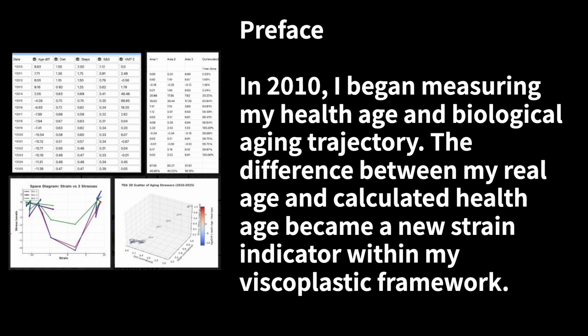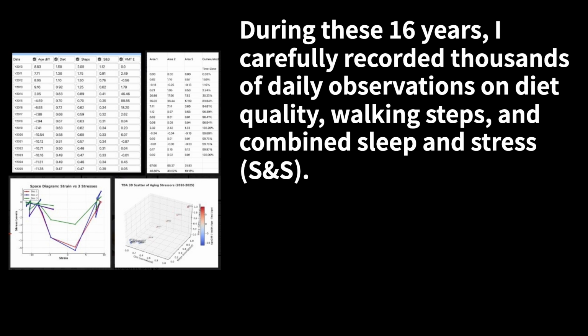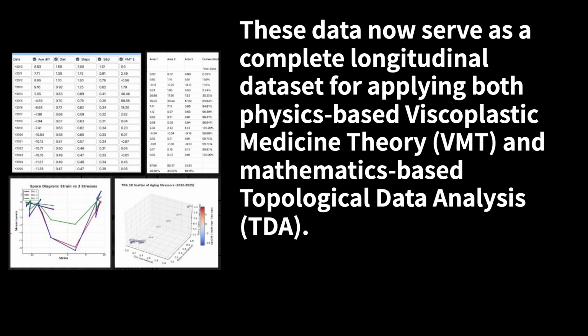Preface: In 2010, I began measuring my health age and biological aging trajectory. The difference between my real age and calculated health age became a new strain indicator within my viscoplastic framework. During these 16 years, I carefully recorded thousands of daily observations on diet quality, walking steps, and combined sleep and stress, S&S. These data now serve as a complete longitudinal dataset for applying both physics-based viscoplastic medicine theory, VMT, and mathematics-based topological data analysis, TDA.